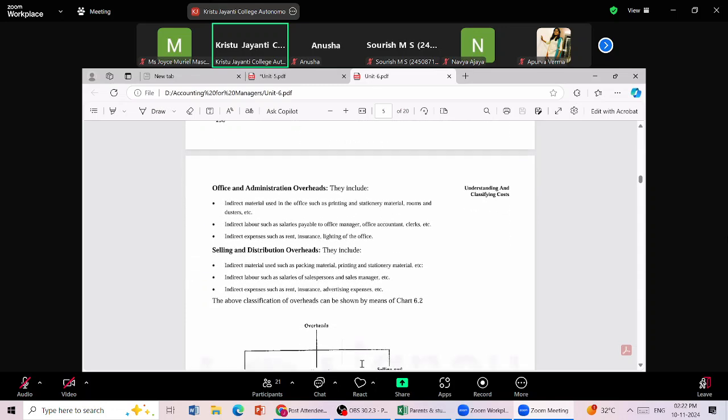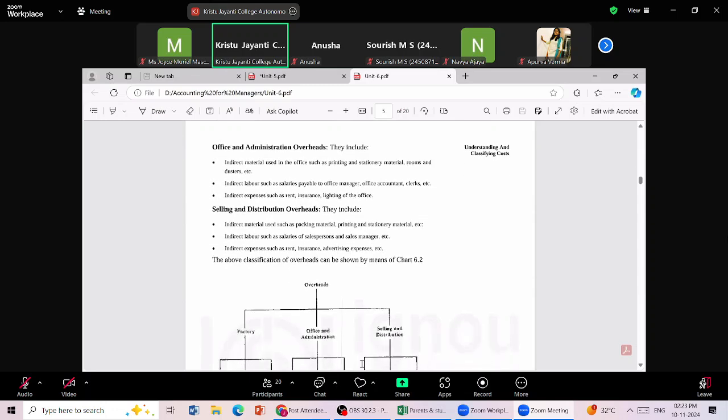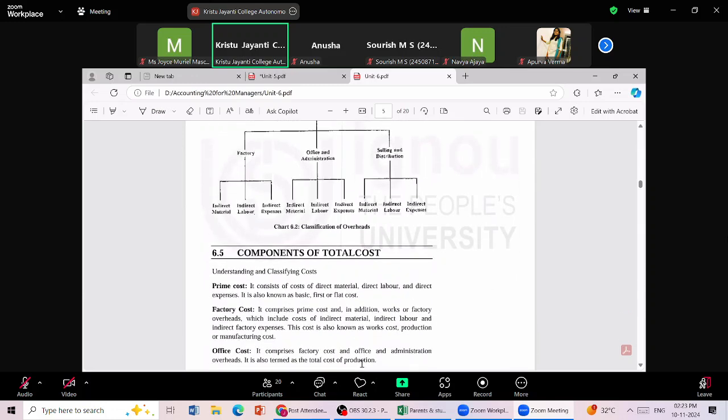And when it comes to office and administrative overheads, all indirect material like stationery items, printing, couriers, papers, dusters are indirect material. Indirect labor means office manager, accountant, clerk. And then rent, lighting. Again, this is all subdivided into material, labor and expense, and is considered under office or administrative overheads. And the third one is selling and distribution overheads. In this also, salary to a salesman, commission, advertisement, all will come under selling and distribution expense.